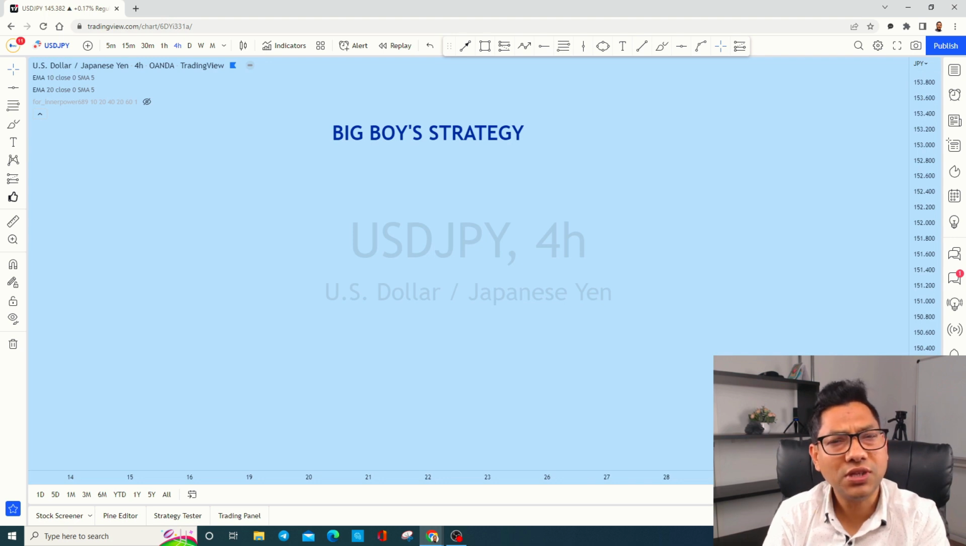Big boys, they use the simplest strategy because they know that the human mind cannot focus on many things at a time. The simpler the strategy, the easier to make the quickest decision possible, as the market is always changing, and if we focus on many confluences we may lose touch on the real trading side.